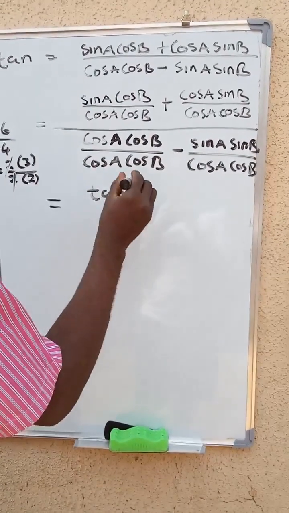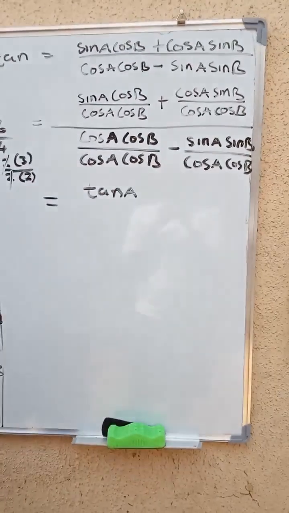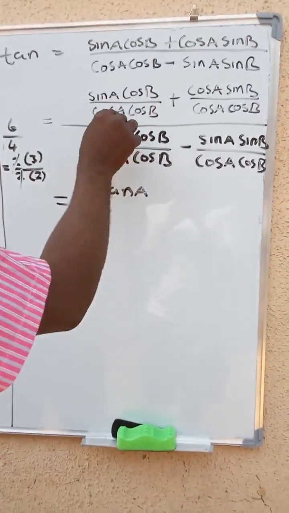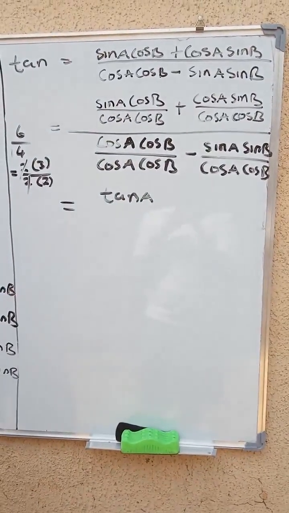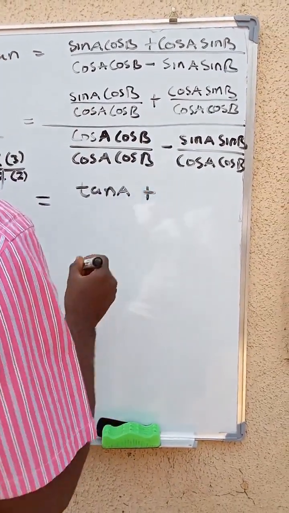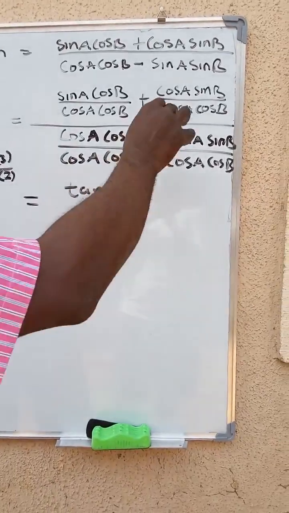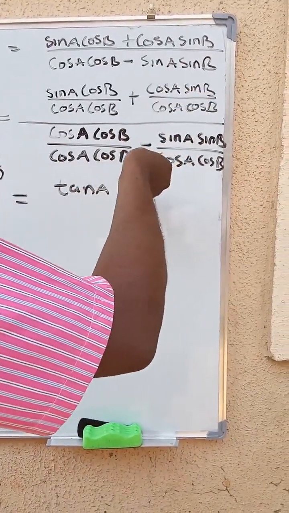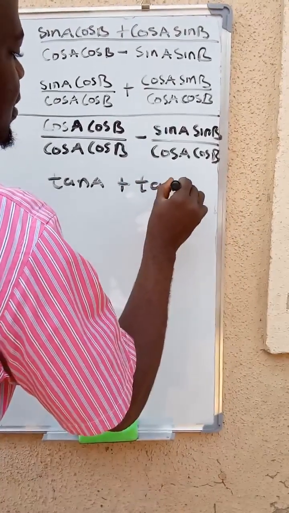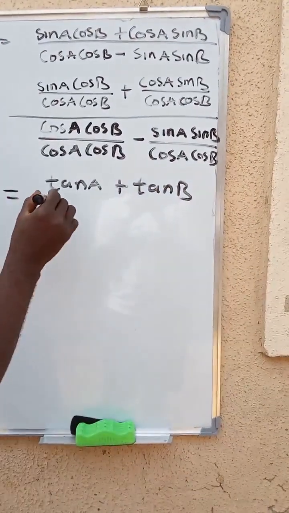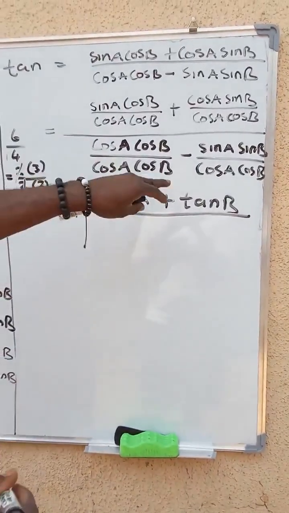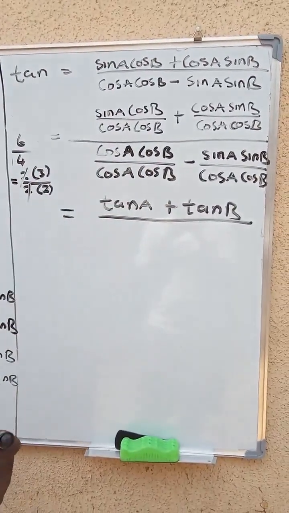Is tan A. Right? It's tan A, because sin A over cos A is tan A, just as we saw from here. Then plus, now cos A is 1, so sin B over cos B is tan B. Over, now cos A cos B over cos A cos B is 1. All of them is 1.